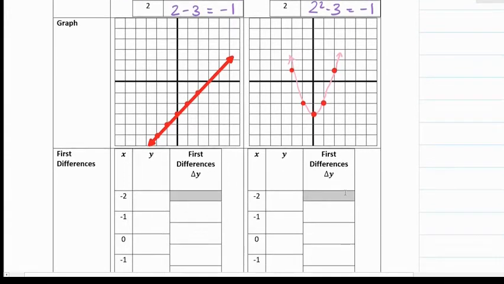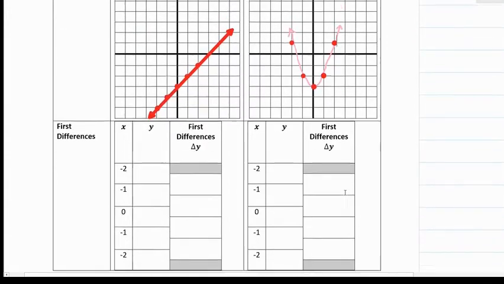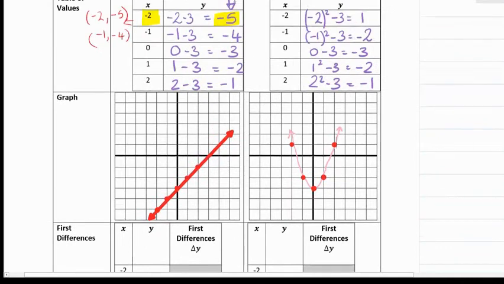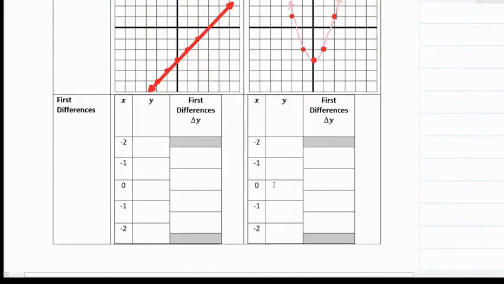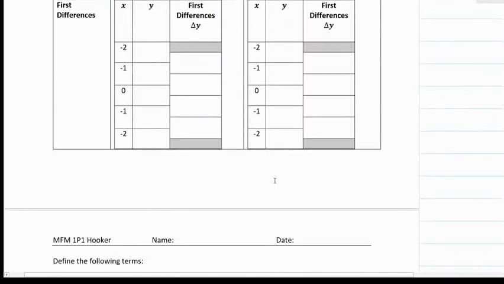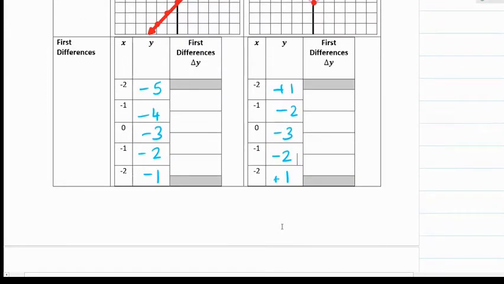Now let's look at first differences and second differences for each of these relations. So you're going to take these values that you have in the y column and repeat them here. Okay, and once you have them repeated, we're going to calculate the first differences. So what does that mean? That means a change in y.